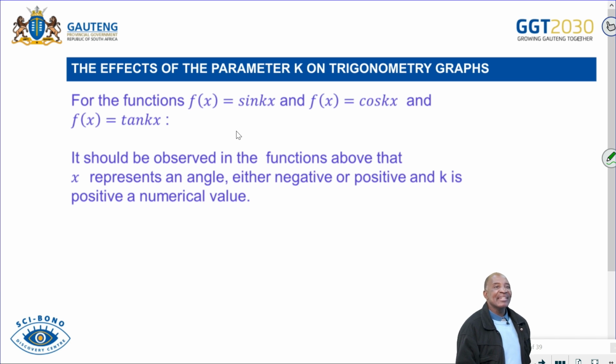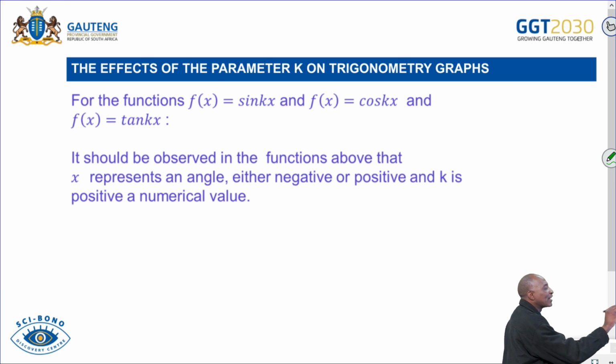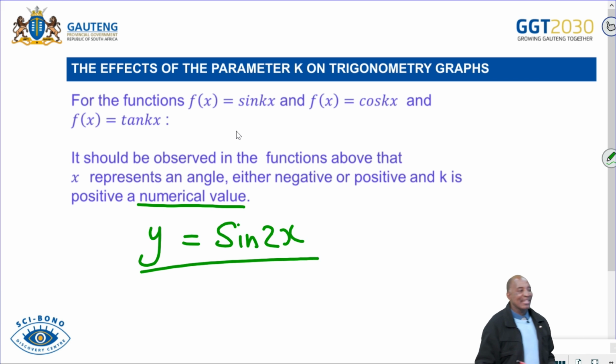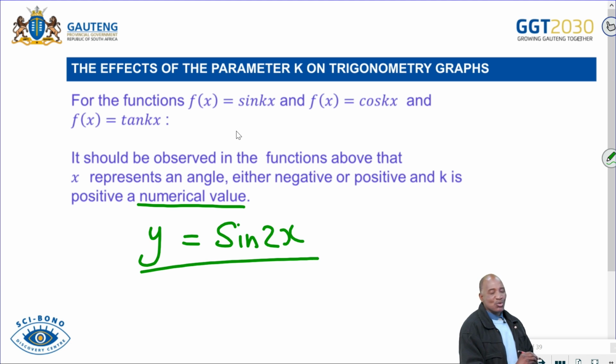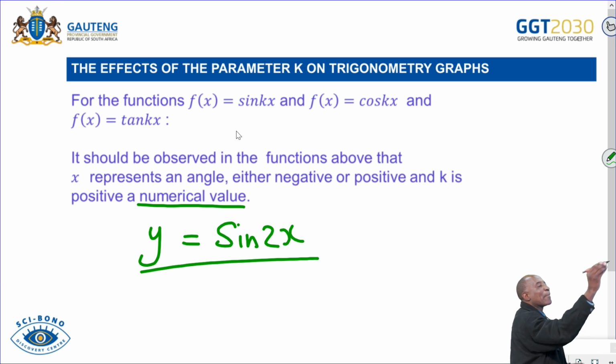The parameter k on the functions f of x equals sine kx, f of x equals cos kx, and f of x equals tan kx. It should be observed here that this k I have introduced is a numerical value. It's a number. In other words, I can say y equals sine of 2x. What happens if I introduce a 2 there? This 2 that I've introduced is what we mean by a parameter.